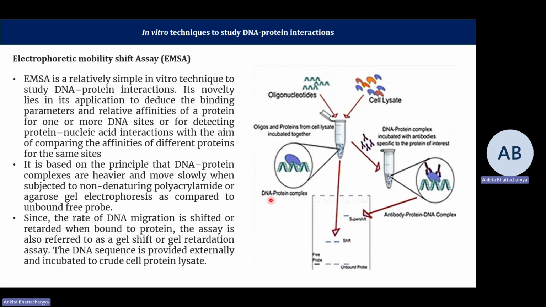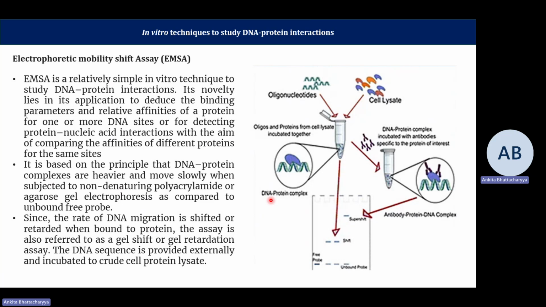Now, how much the DNA migration is shifted or retarded when it is bound to protein gives you a shift. So you can basically detect that if there is DNA-protein interaction, electrophoretic mobility will be retarded. Your complex will move much slower and you'll be able to see a band which is much higher compared to your control sample, which does not have that protein of interest.